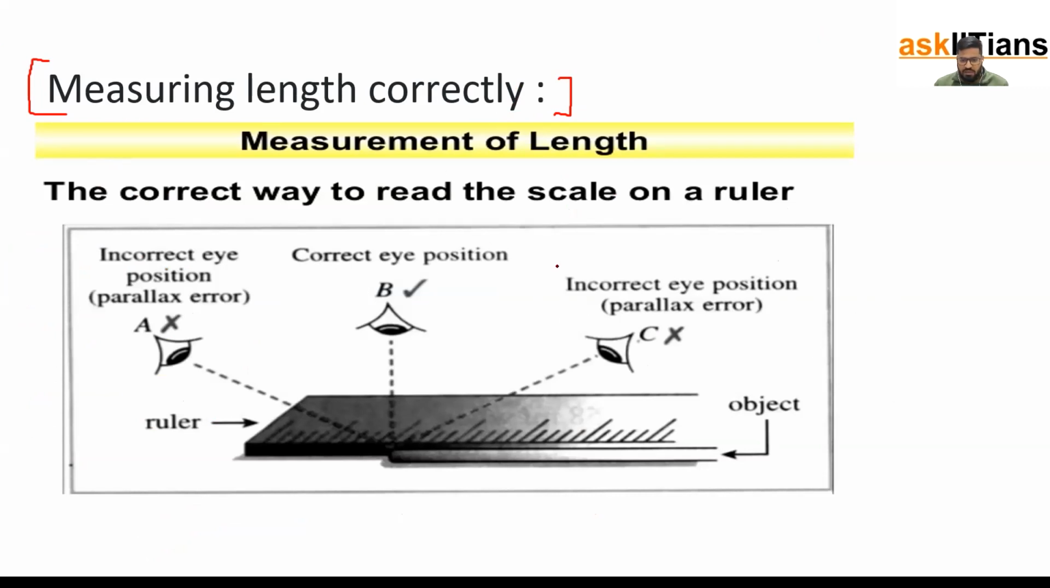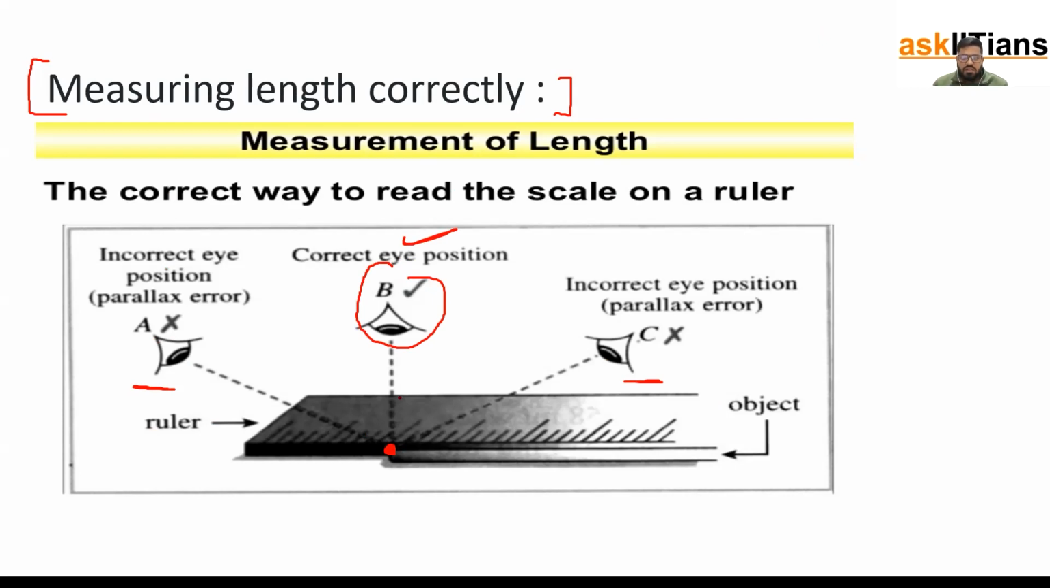Now see this figure. Suppose you have to read a scale reading like this. This is the scale reading we have to measure, this red dot. So there are three ways of looking at this. Either you can look from this side, or from this side, or from vertically above the point you have to measure. The correct eye position is the position in which you are looking straight at the point on the scale on which you have to measure the length.